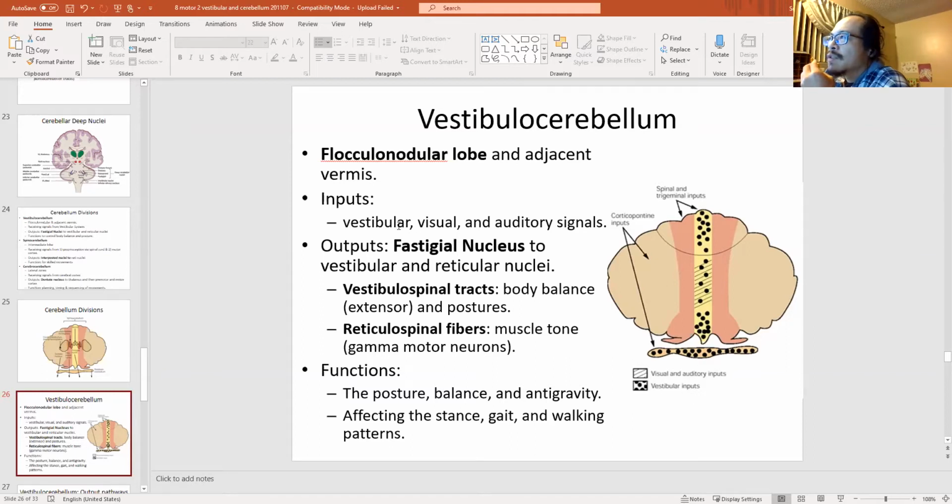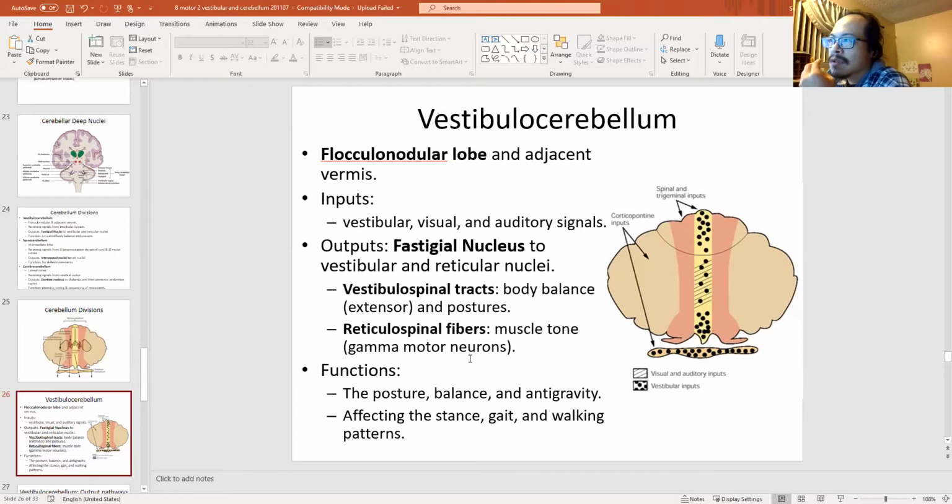Their input is visual, vestibular, and auditory. The output is from the fastigial nuclei to the vestibular and the reticular nuclei. Then it will send signals through the vestibular spinal tracts for body balance, exciting the extensors and controlling posture. The reticular spinal tracts will then affect the muscle tone by controlling the gamma motor neuron.